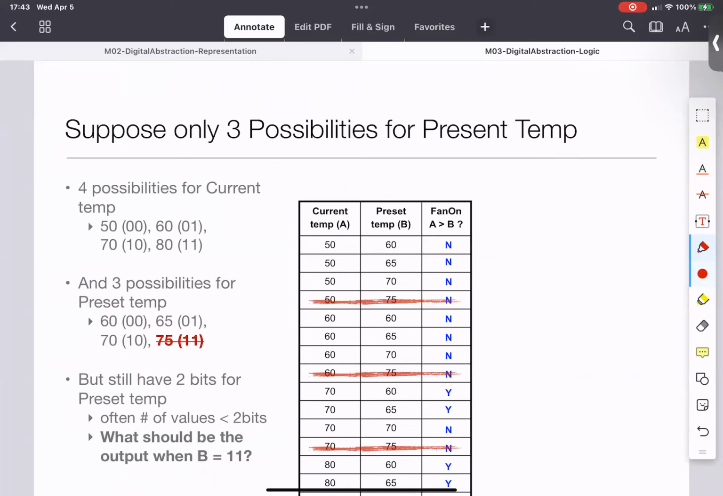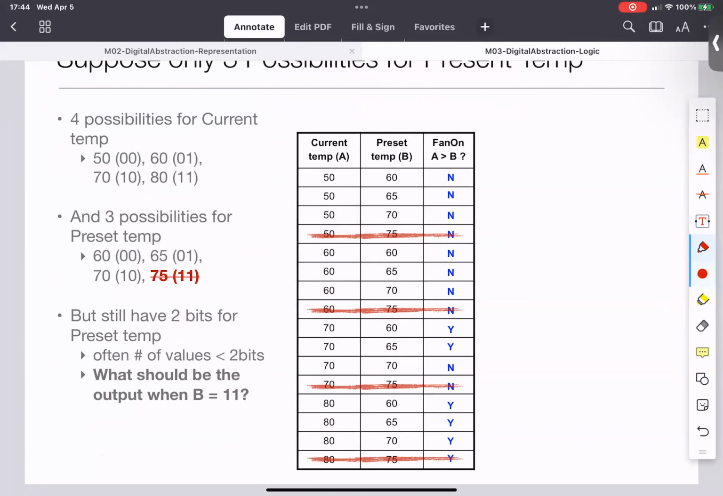Now let's imagine I were to modify this problem and say that for the preset temperature, maybe there are only 3 possibilities. So I eliminate that the preset temperature cannot be 75. So 1, 1 disappears. In this particular case, 4 rows get scratched, because they cannot occur as per our problem specification: the preset temperature can never be 1, 1. So those 4 rows can never occur.